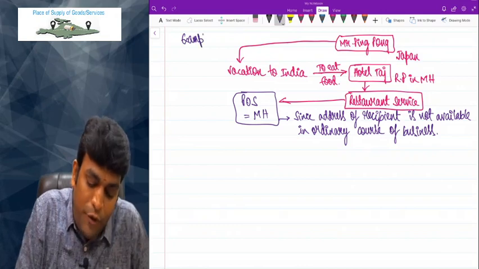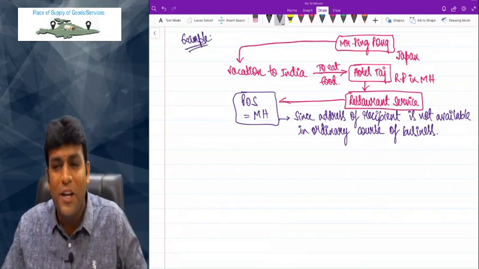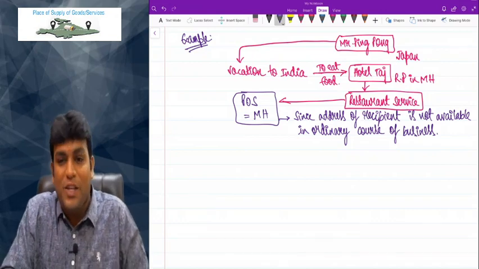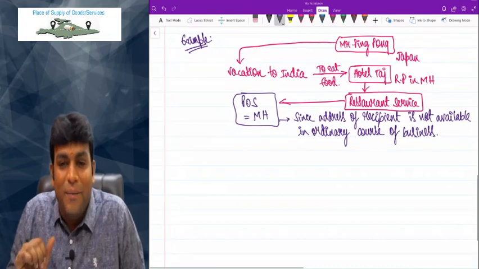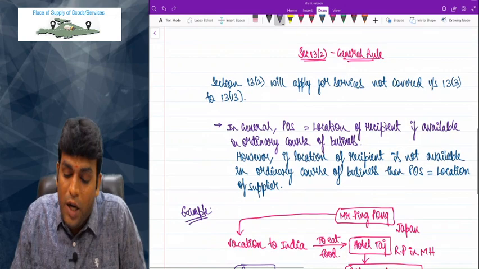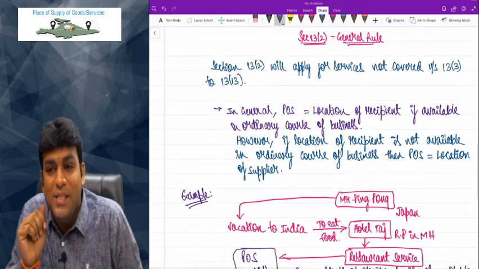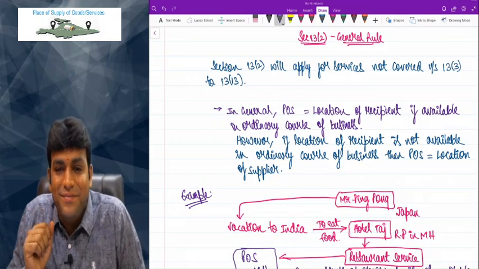That is the end of story for section 13.2, which is nothing but the general rule, which clearly says that place of supply is the location of recipient, if it is available in the ordinary course of business. But if the location of recipient is not available in the ordinary course of business, then place of supply will be location of supplier. That's it.